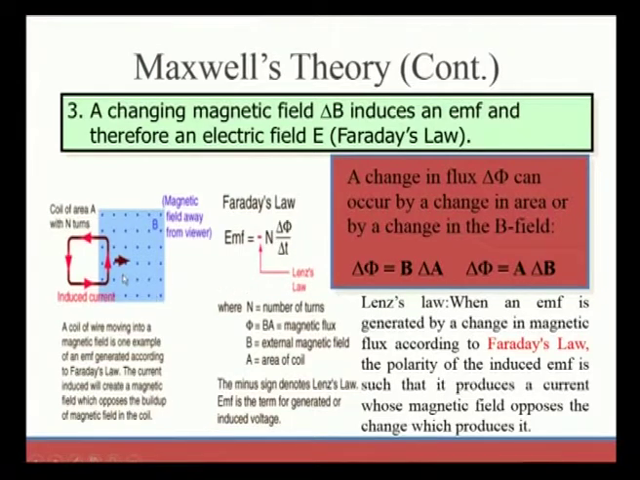We can also say what Lenz's law says: when there is a change of magnetic field, an EMF will be generated, that is Faraday's law. The polarity of the induced EMF is decided by Lenz's law. Lenz's law says that the polarity of the induced EMF is such that it produces a current whose magnetic field opposes the change which produces it.